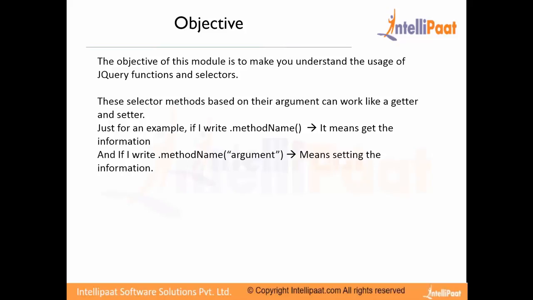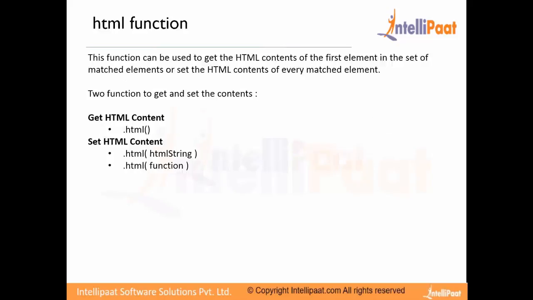For example, if I write dot some selector dot method name, it means it is used for getting the information. If I pass the argument, it means that it is used for setting. Let's see some of the functions and the selectors in this session. So let's begin with HTML functions.